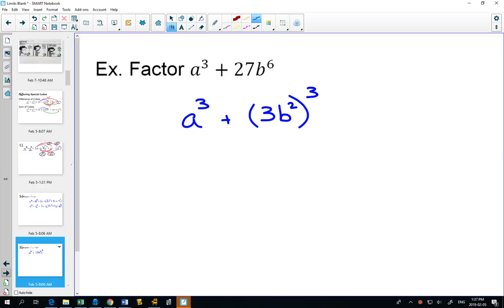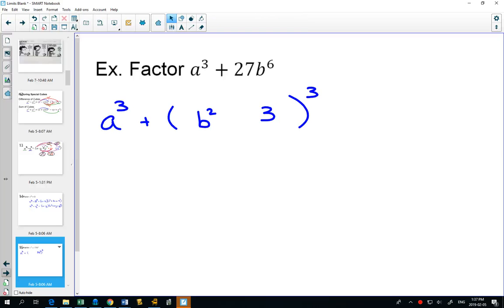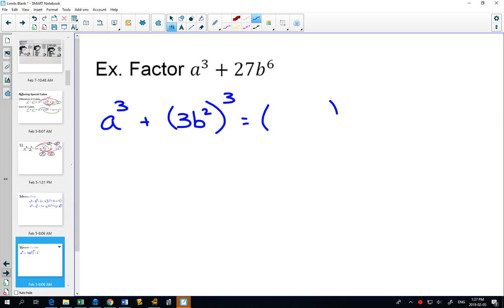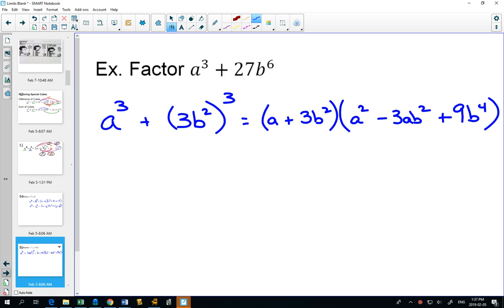And now I can go and move it over so I have enough room. It's plus, so it's going to be a plus 3b squared. I'm going to have a squared here and 9b to the 4 there. My middle one will be minus 3ab squared.